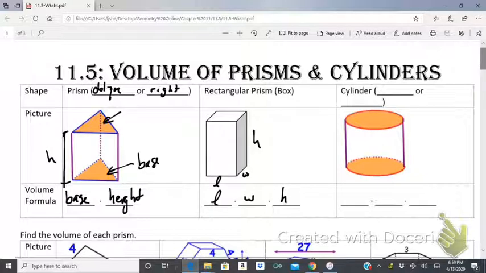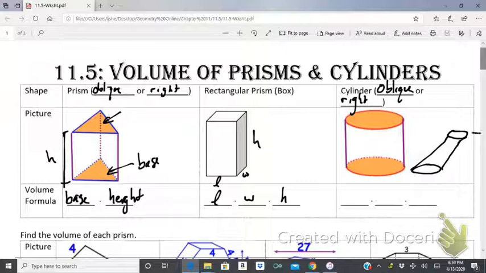Again, with cylinders, they can be the same thing. They can be oblique, or they can be right. That means the same thing. If I have a cylinder that looks like this, I can slant it, that's a slanted cylinder, that's just an oblique cylinder. Same exact thing, except height on these is from top to bottom just like it always has been. So this is going to be pi r squared h. So there's the formulas.